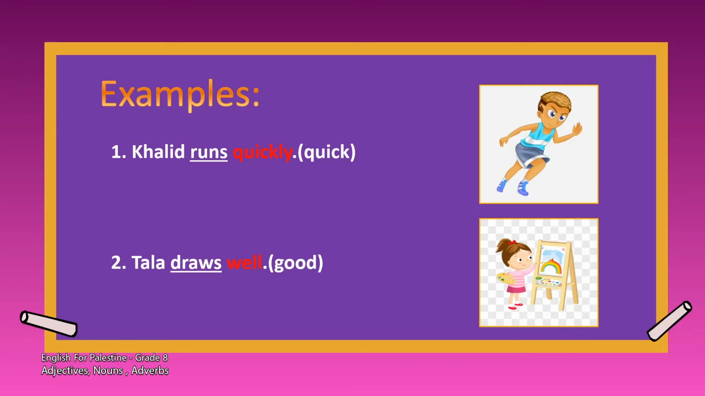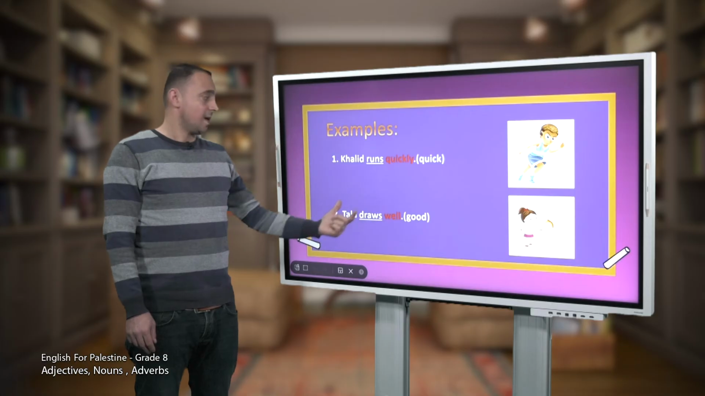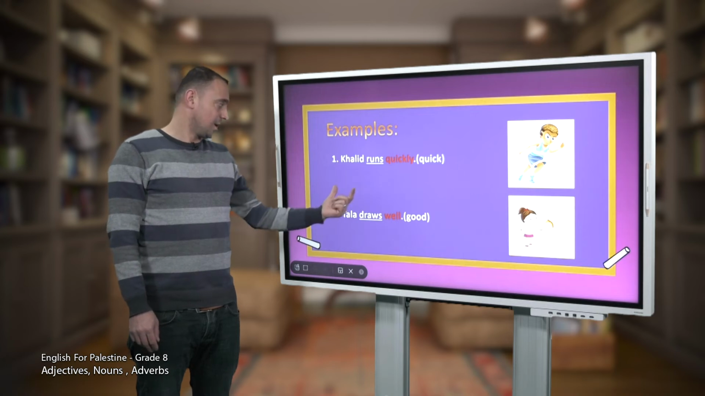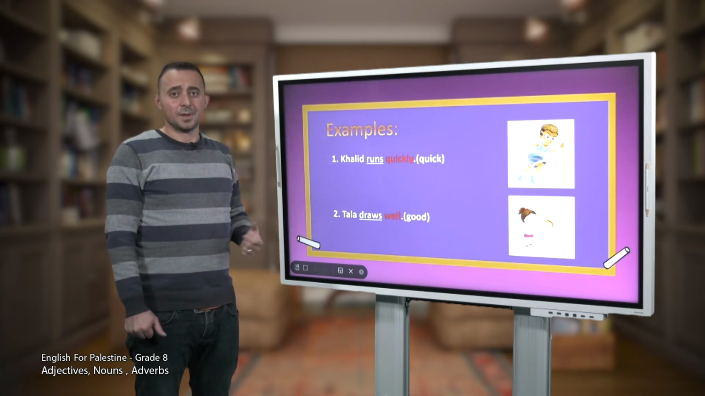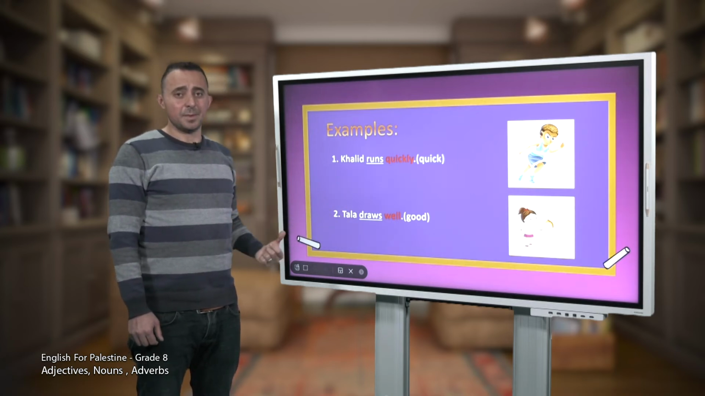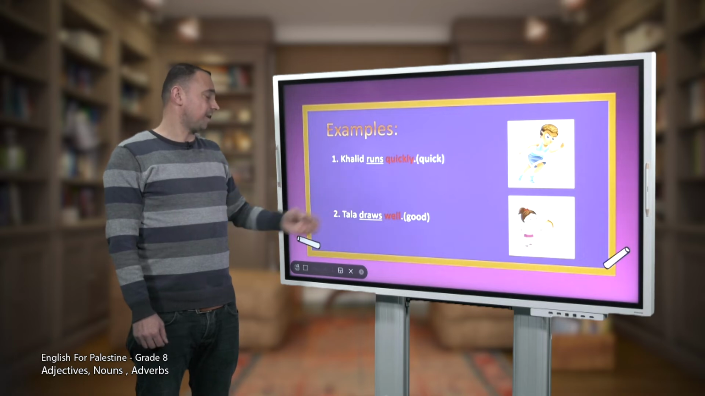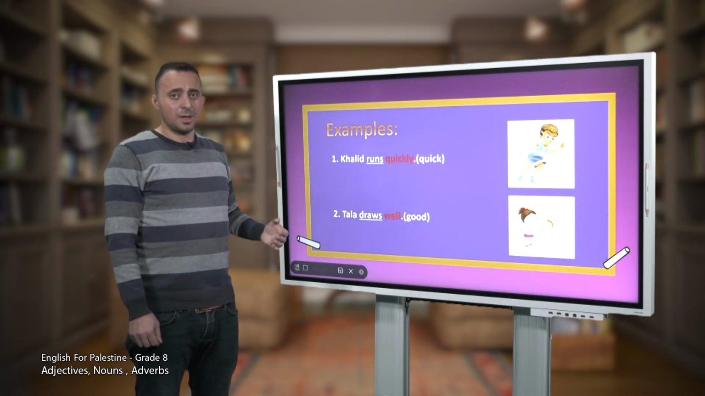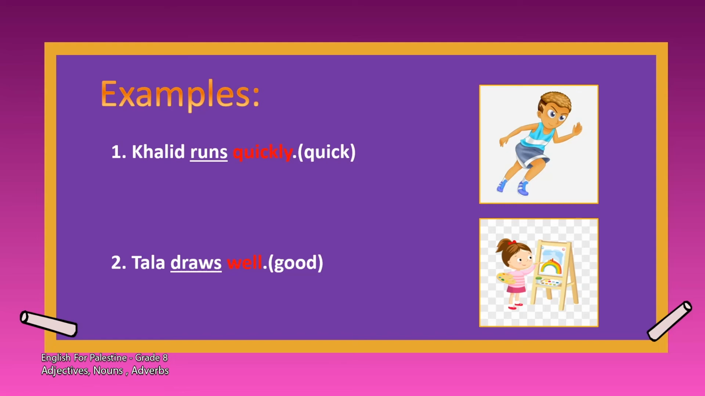Number 2, Tala draws well. The adjective is good. We changed the adjective good into an adverb well. Here, the adverb is irregular. So, draws is a verb, so we need an adverb. When we ask, how does Tala draw? The answer is, she draws well. So, the adverb from good is well.